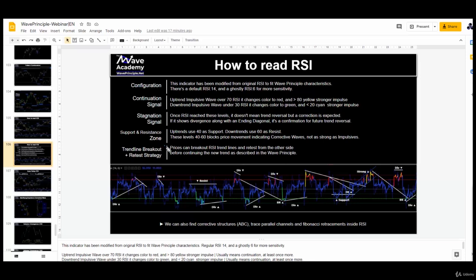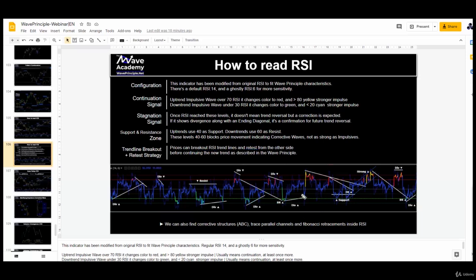And the last thing we need to consider to read the RSI is the trend line breakout and retest strategy. Just as with the price trend lines, we can use these breakouts to find the retest for the other side. And that is very helpful when you see something like this.